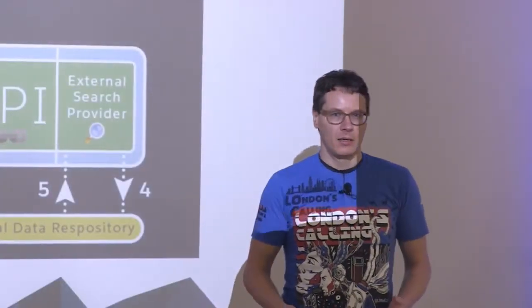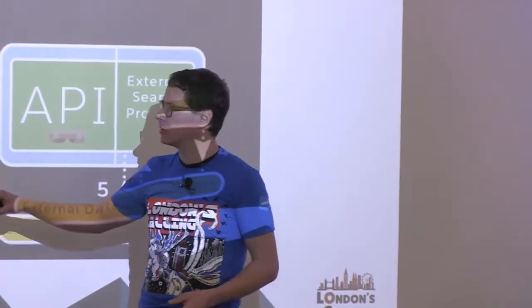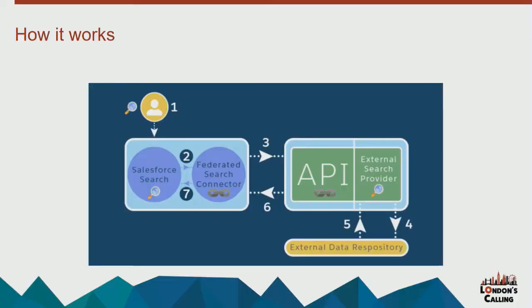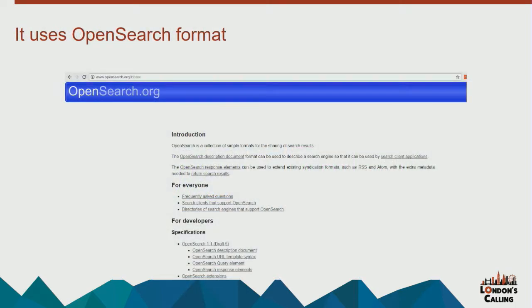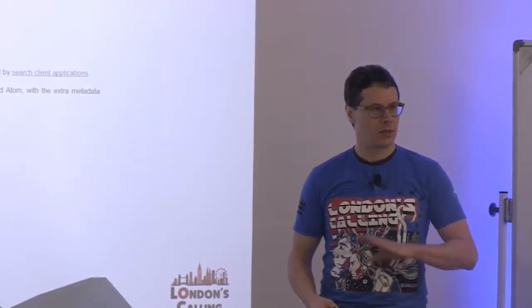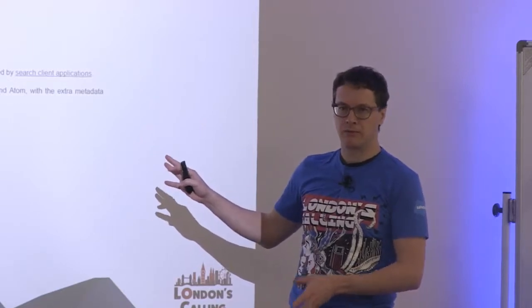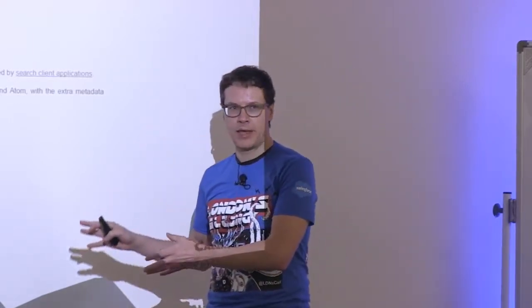The answer is federated search. I took this from the documentation: use Salesforce search, extended with a federated search connector, which queries the external API. The external API queries its own database and sends the response back. It's pretty simple. It's all built on the OpenSearch format, which is something I hadn't heard about before. It has this ugly website, so if you find this on the internet, you are in the right place.